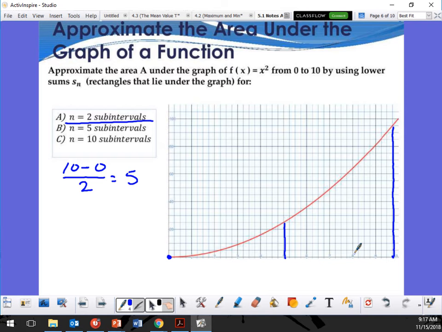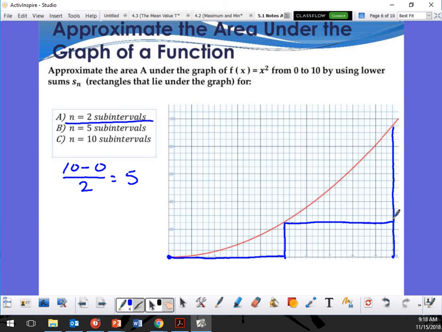So now, it says lower sum. That means an underestimation, right? So I'm going to have it from the left-hand side because the graph is going up. What's the height of the left-hand rectangle? 0. And then, what's the height of the right-hand rectangle? At 5, what is my... 25. It's going to be 25, because all I have to do is plug in my x value. So it's going to be 5 squared, 25.